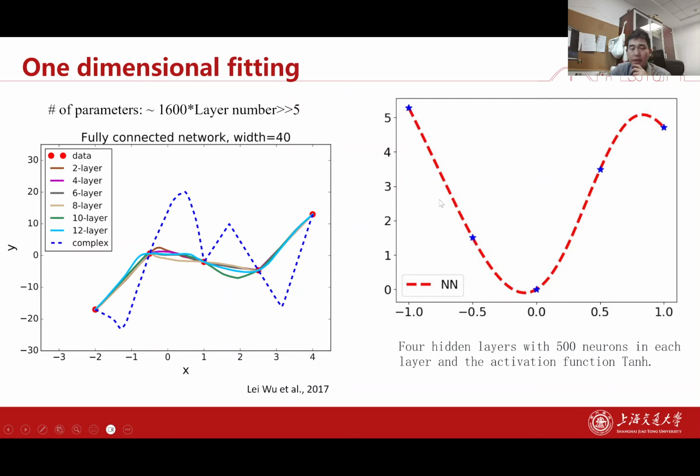This is another example. I used four hidden layers with 5 neurons in each layer, and used the tanh activation function to fit these data points. You can see it's very smooth. And the question is, the number of parameters is much larger than the number of data points, but why doesn't it overfit? It seems to differ from traditional learning theory.